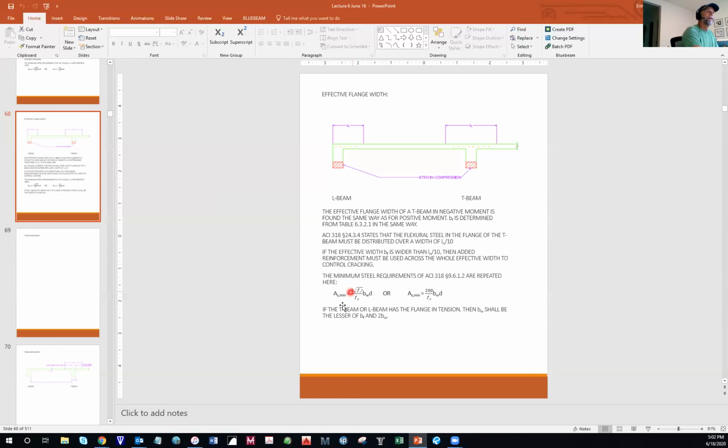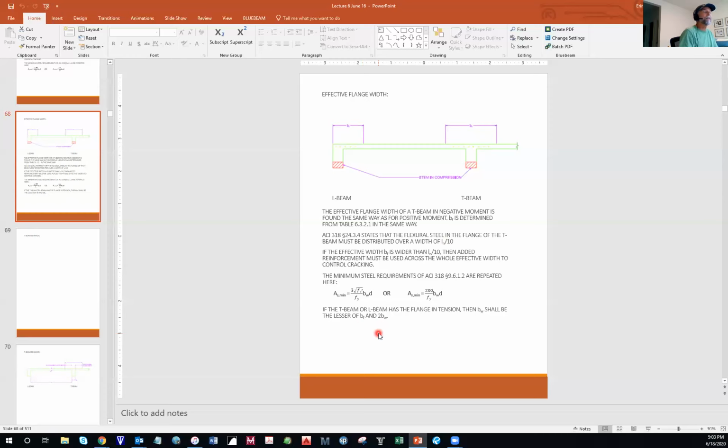But the rule is if a T-beam or L-beam has the flange in tension, so you have tension on the top, compression in the bottom, like I'm showing here, basically you have a negative moment. If the flange has tension, then B sub W shall be the lesser of the effective width B sub F and 2 times the web thickness B sub W. And so that is what goes into these minimum checks. So this was correct. This is still the way that I had it. This is correct for T-beams where the top is in tension.